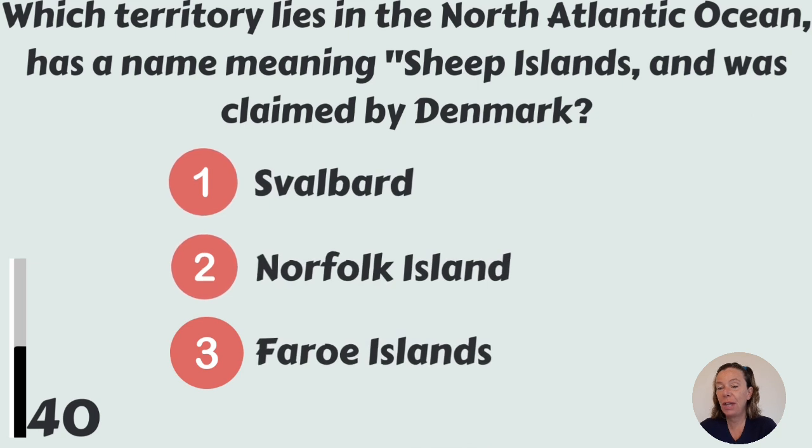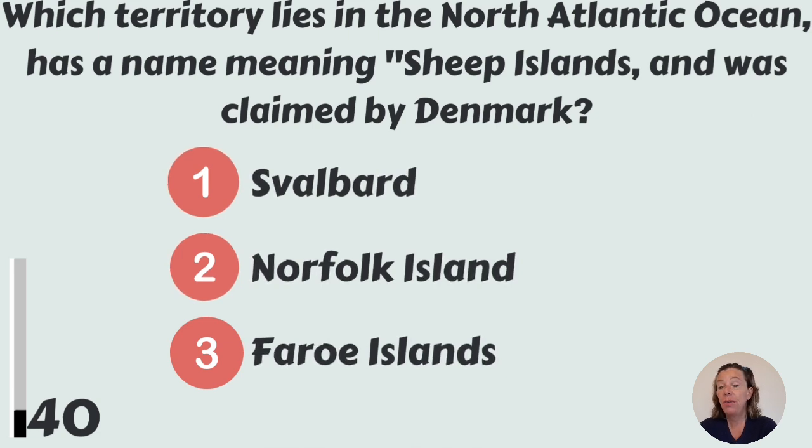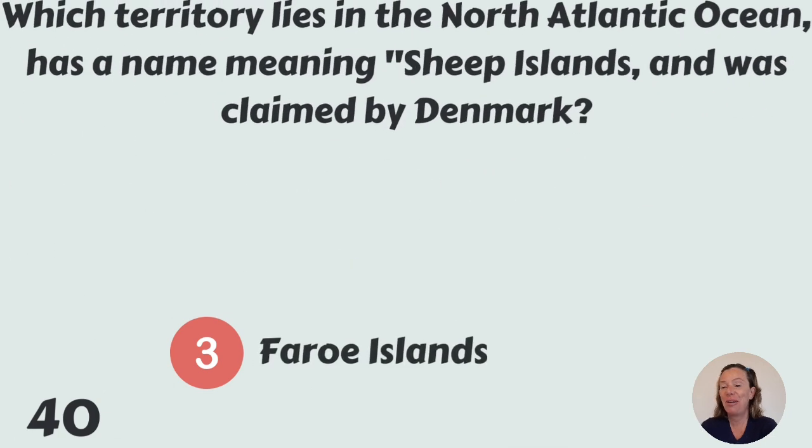Which territory lies in the North Atlantic Ocean, has a name meaning Sheep Islands, and was claimed by Denmark? Svalbard, Norfolk Islands, or Faroe Islands? It's the Faroe Islands.